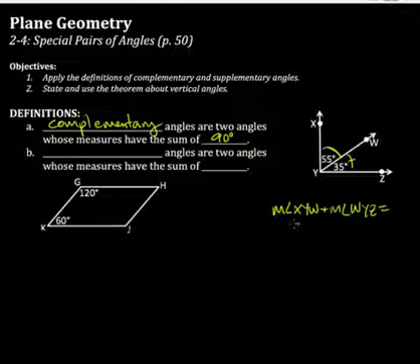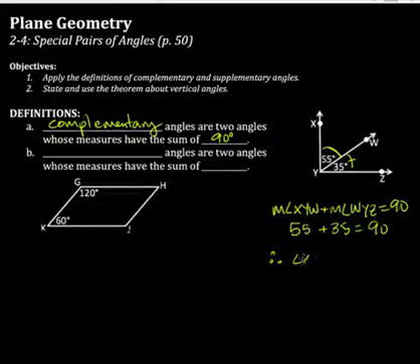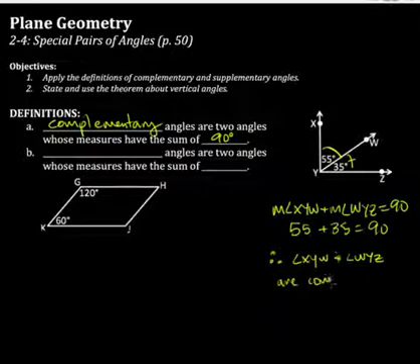The measure of angle XYW is 55. And the measure of angle WYZ is 35. So if I add those two numbers together, I get 90. So these two angles add up to 90. Therefore, angle XYW and angle WYZ are complementary angles. We know that because of this definition we just talked about.